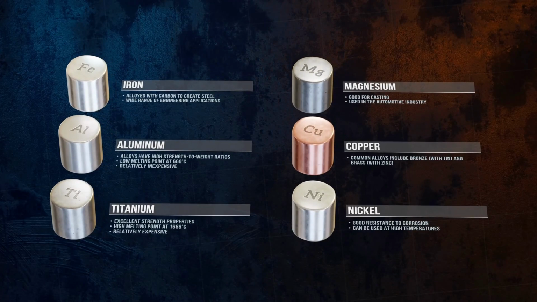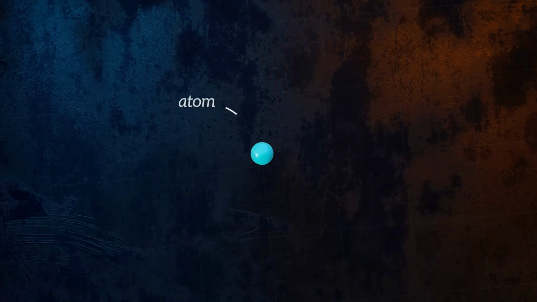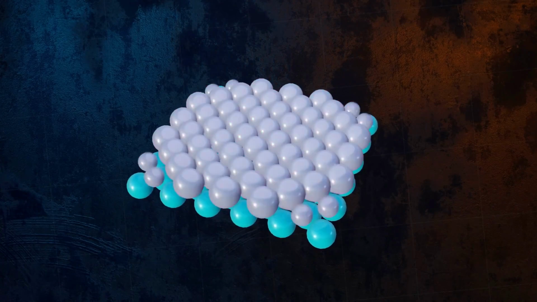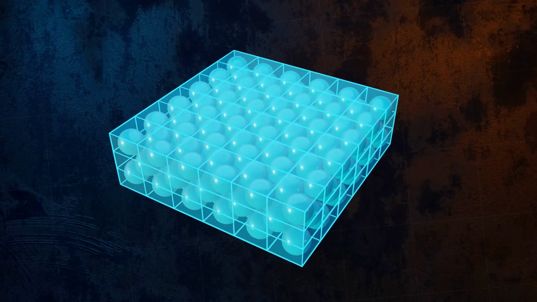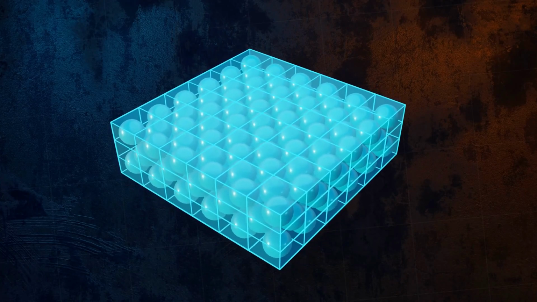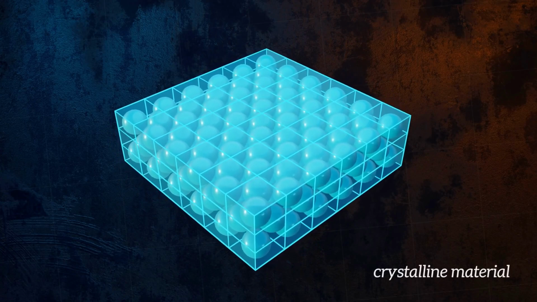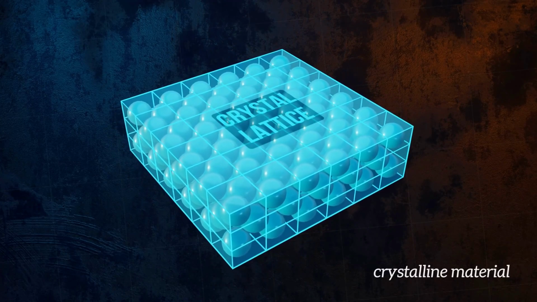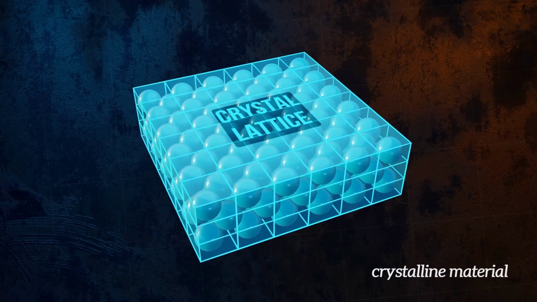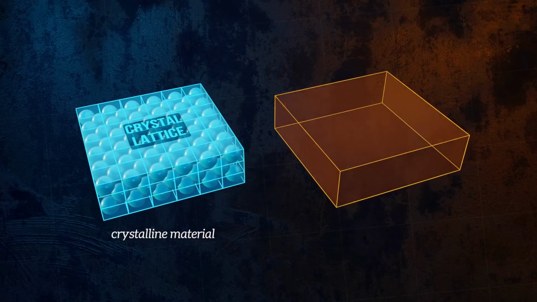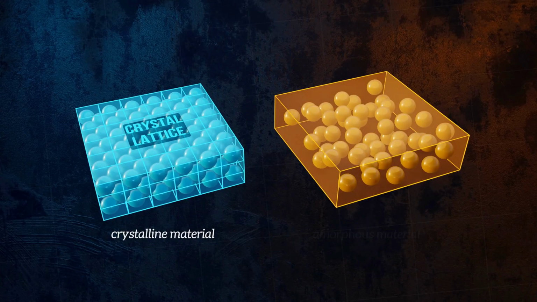The key to using these metals effectively lies in understanding how they're structured at the atomic level. The atoms of a pure metal are packed together closely and are arranged in a very regular grid. Because of this regular structure, metal is what we call a crystalline material, and the grid the atoms are arranged in is called the crystal lattice. Not all materials have a regular structure like this. In glass, for example, the atoms are arranged randomly, so it's an amorphous material, not a crystalline one.